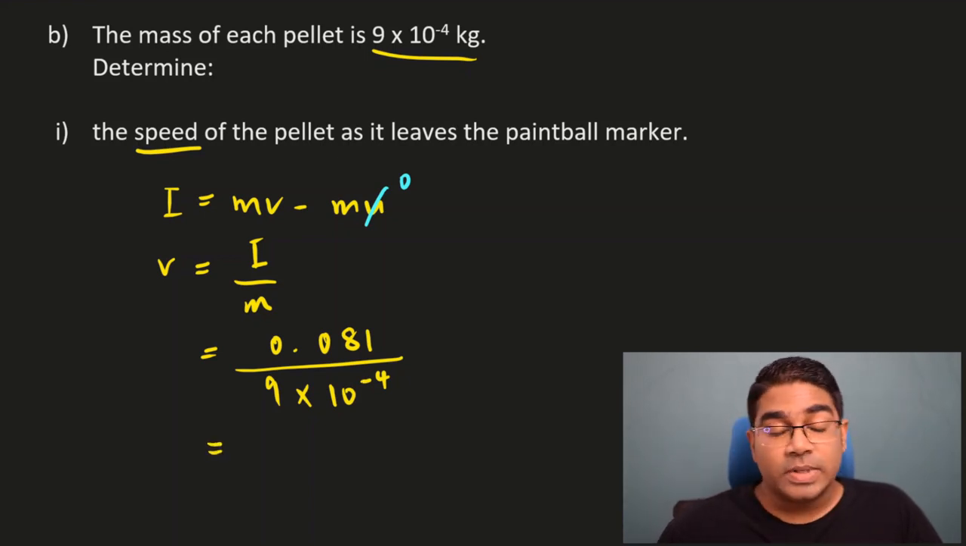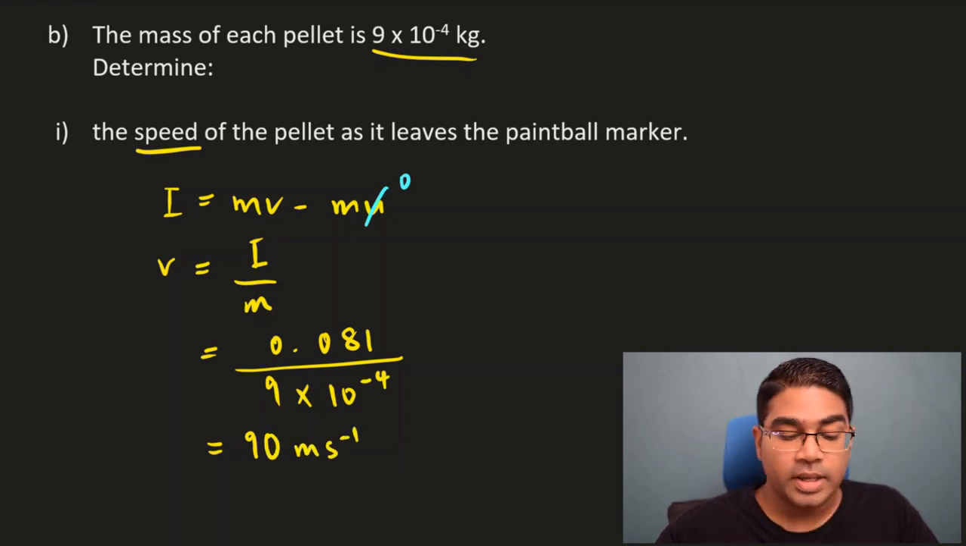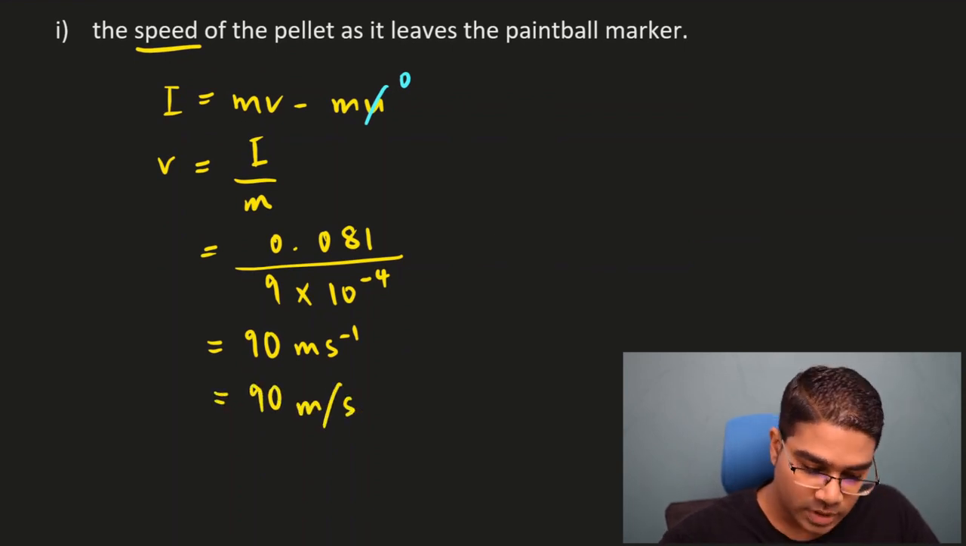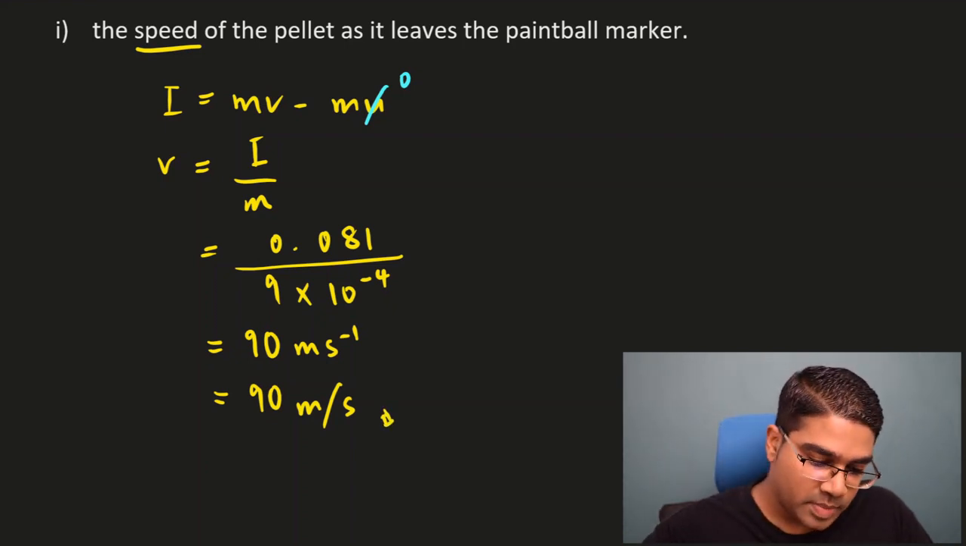So the answer that you will get here is 90 meters per second. So again, meter per second, you can also write this as 90 meter per second. Both are correct. So this is how we find the speed of the ball. Now let's go to the next part.